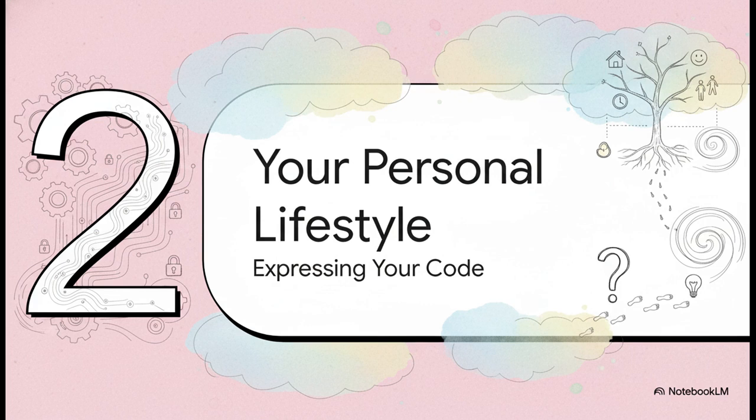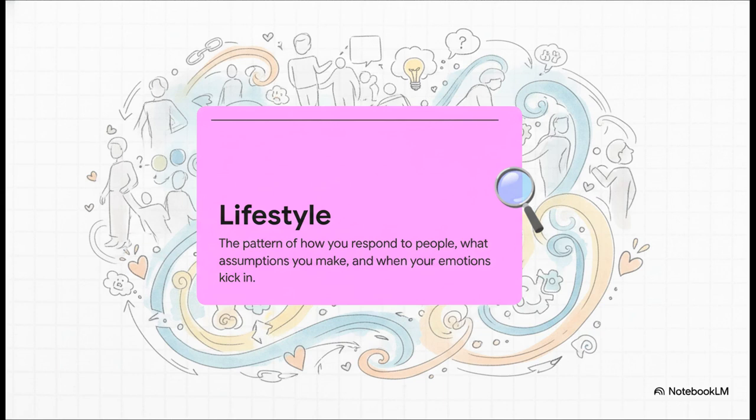All right, so if private logic is our internal code, how does that actually show up in our day-to-day lives? Well, that brings us to the next key idea, our personal lifestyle. And let's be clear, in this context, lifestyle has absolutely nothing to do with how much money you make or the car you drive. Nope, it's the consistent pattern of your behavior. It's how you tend to respond to people, the automatic assumptions you make, and the stuff that triggers your emotions. It's the outward expression of your inner private logic.